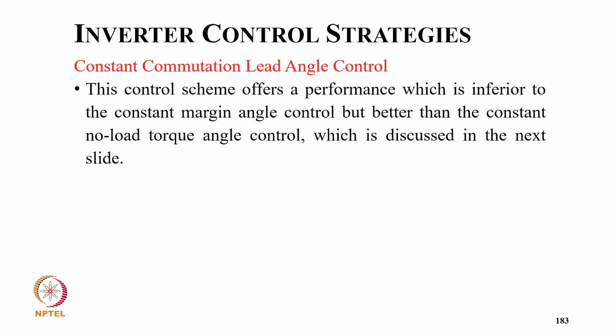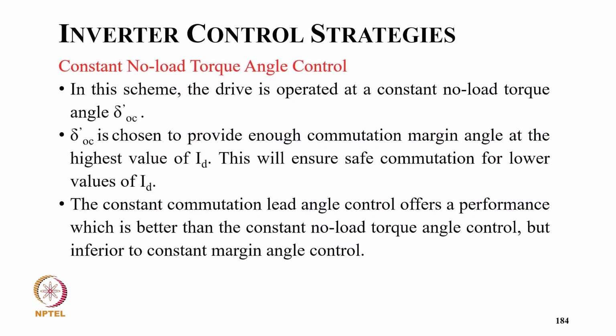So this control scheme offers a performance which is inferior to the constant margin angle control but better than the constant load angle control, which is discussed in the next slide. So coming to constant no load torque angle control, in this scheme the drive operates at constant no load angle delta dash OC, and delta OC is to provide enough commutation margin at the highest value of Id. This will ensure safe commutation for lower value of Id.